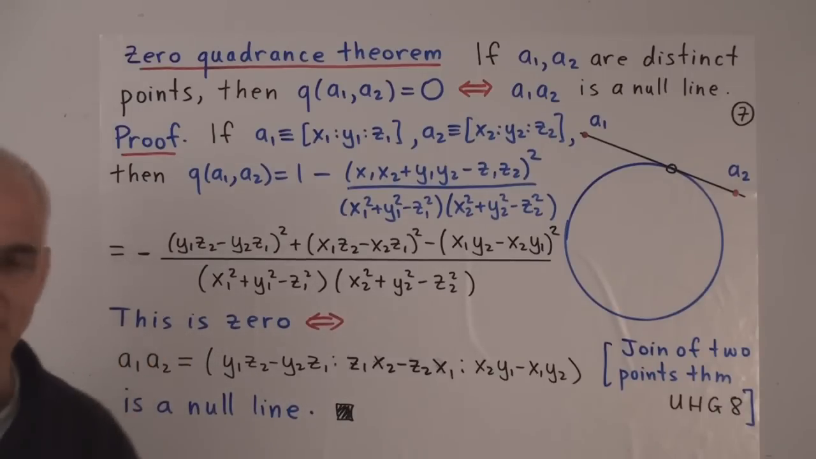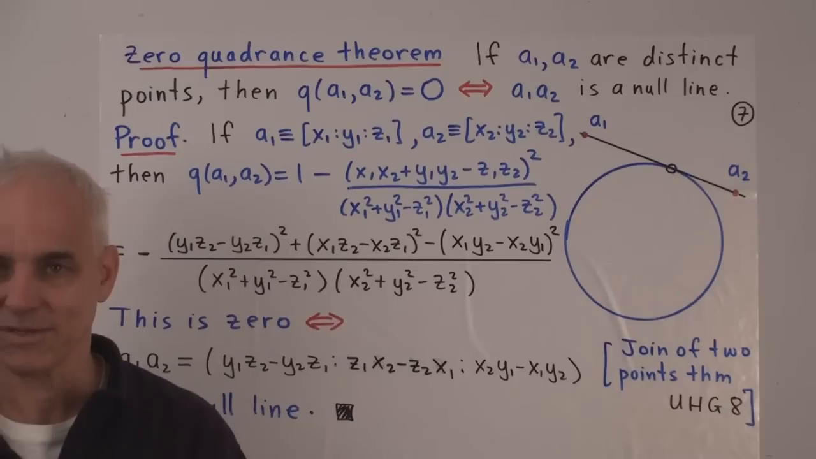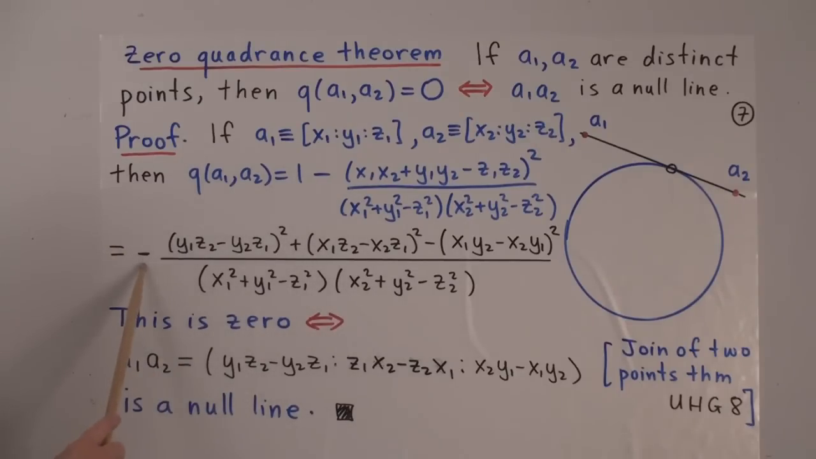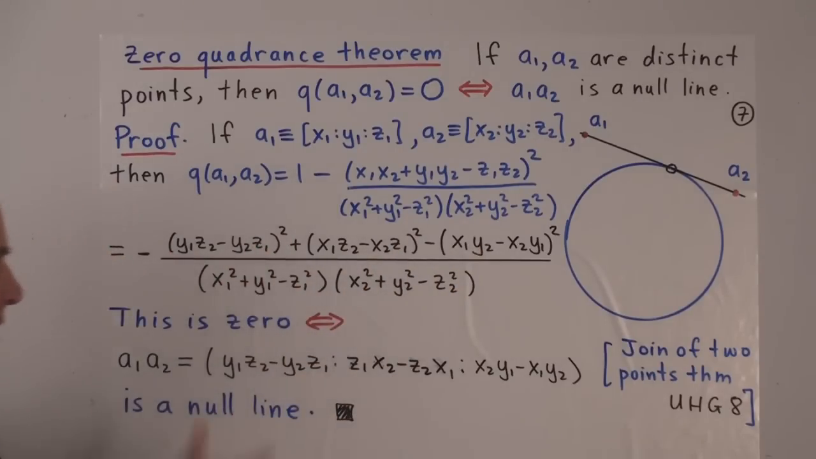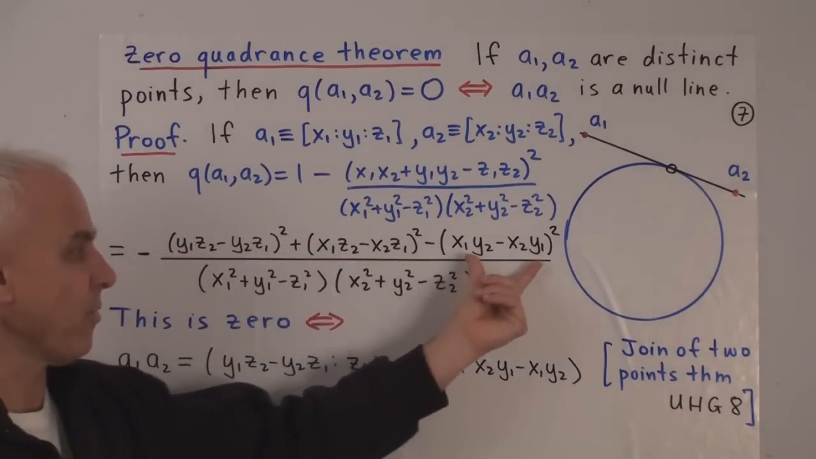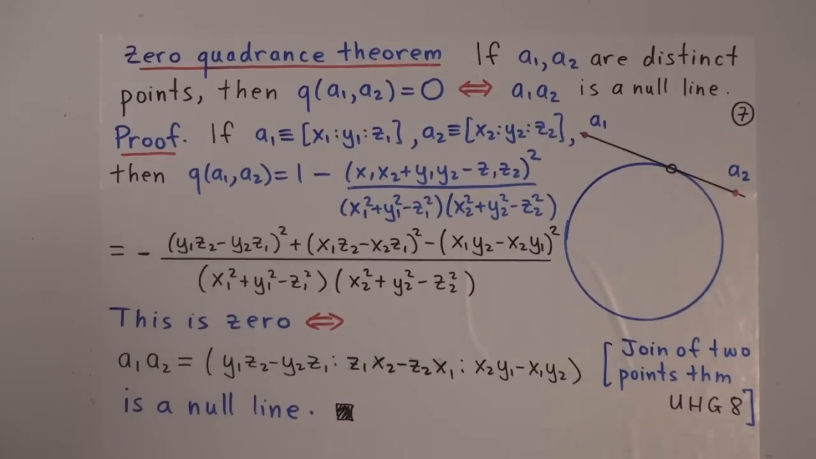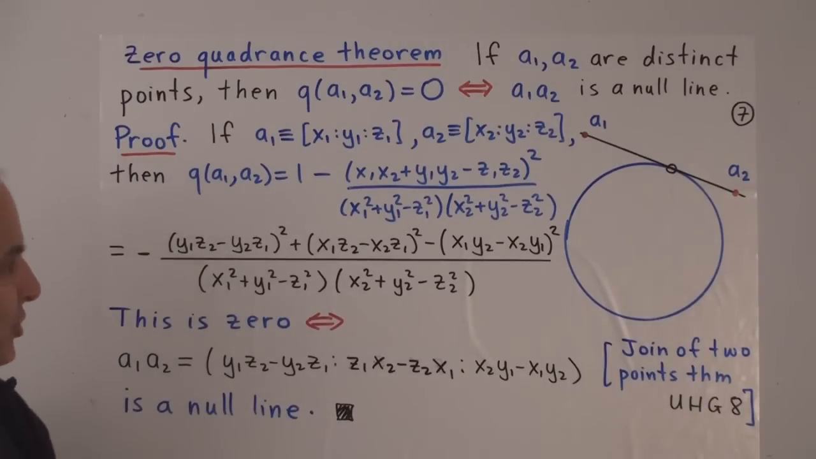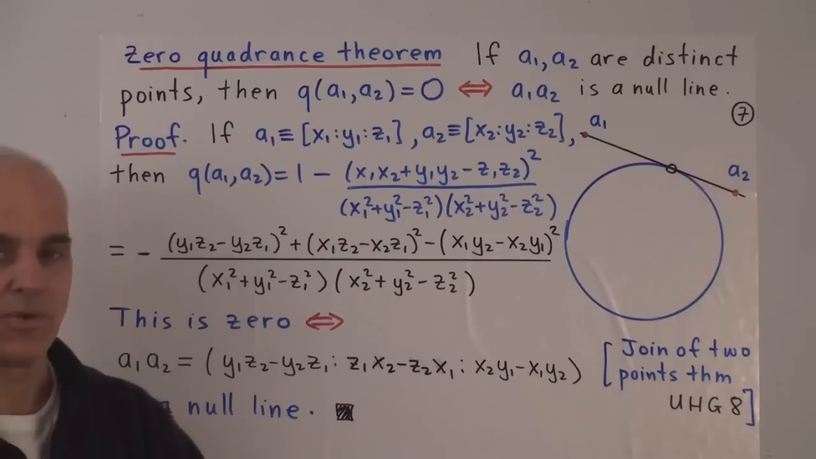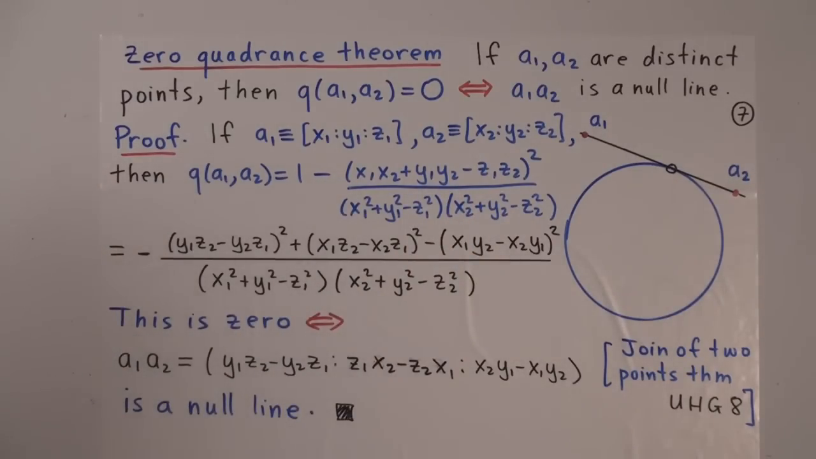This was an exercise that I gave you at some earlier point when we introduced quadrance in the first place. Note that there's a minus sign here, and we have three terms in the numerator, two of them with a plus sign, one of them with a minus sign, and they're all squares. So if you didn't do that exercise then, please do it now, all right? And assure yourself that this really is a true relation by getting everything over a common denominator.